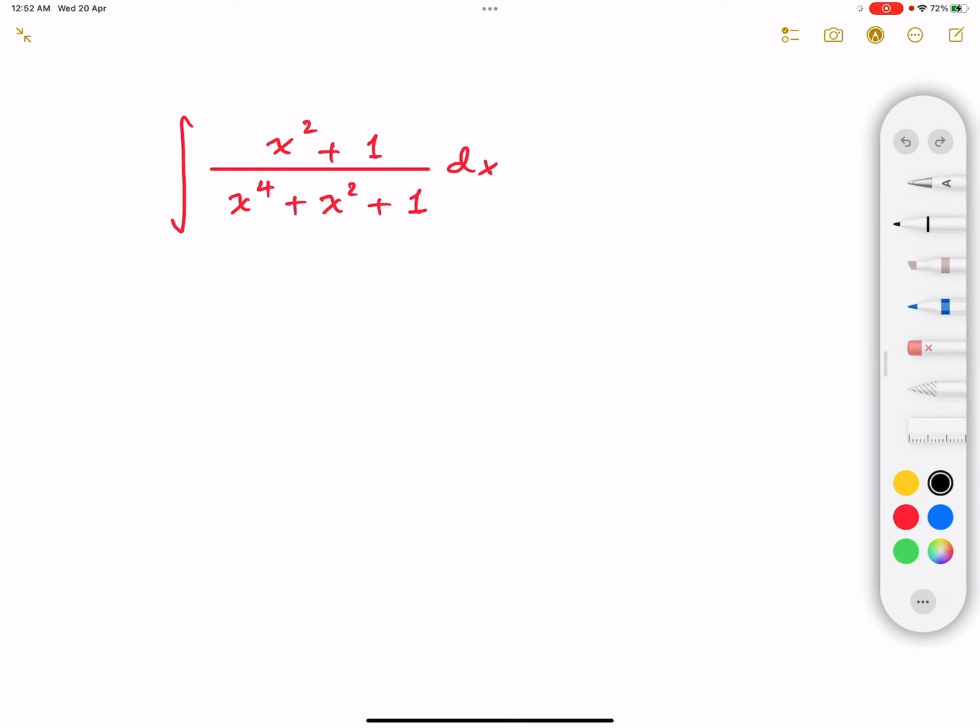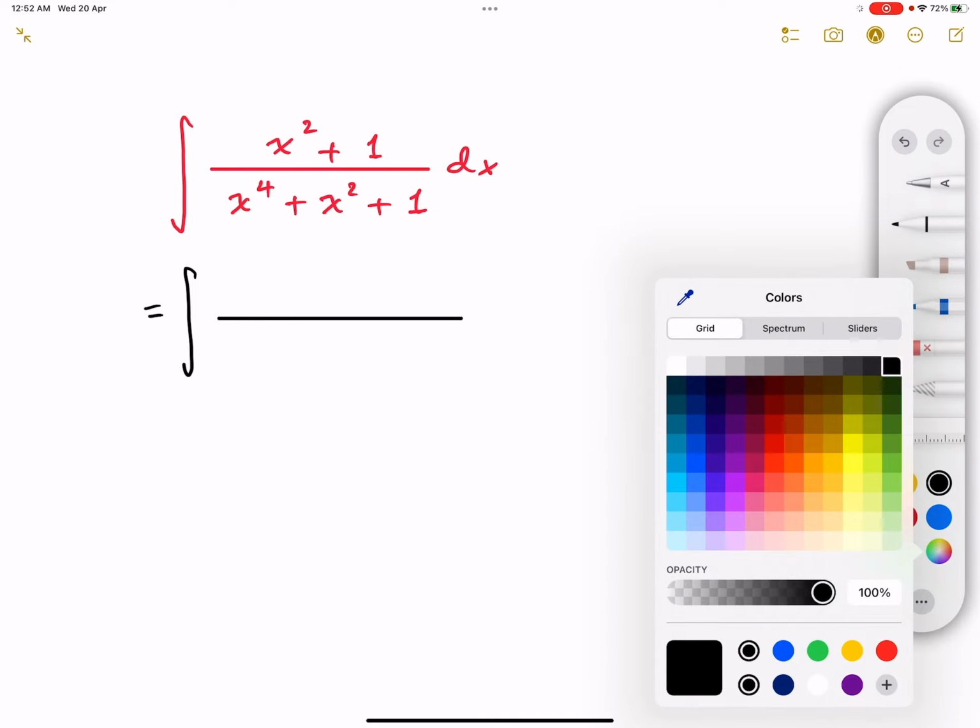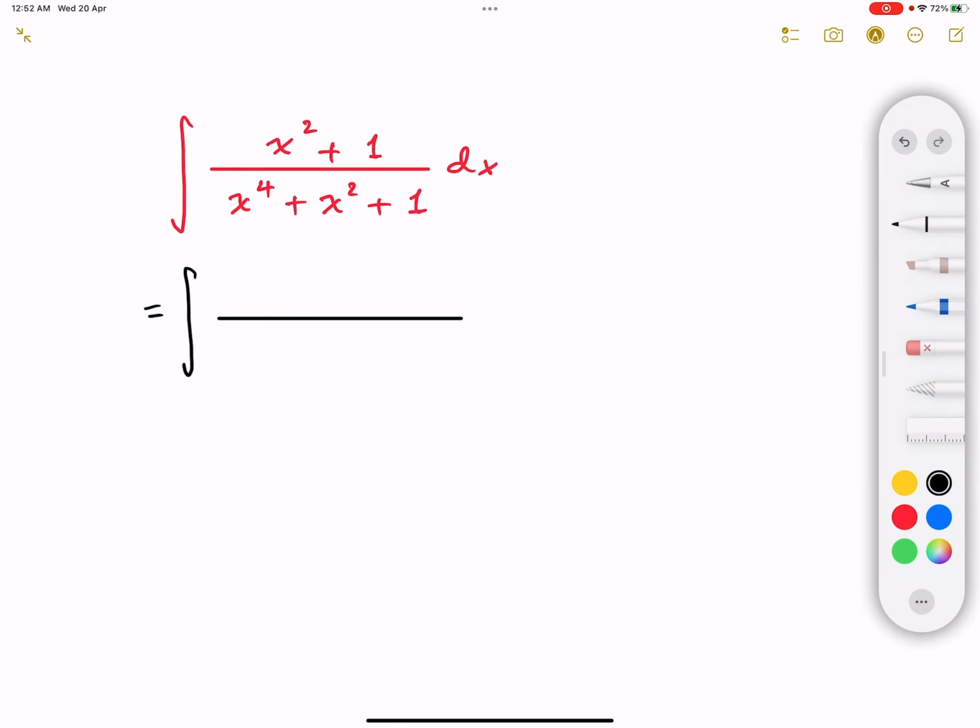The easiest way to solve for this integral is basically by dividing both the numerator and the denominator by x squared. So let's do that and let's see what happens. So this is going to be equal to the integral of, if we divide both the numerator and the denominator by x squared, it is going to become 1 plus 1 divided by x squared over x squared plus 1 over x squared dx.